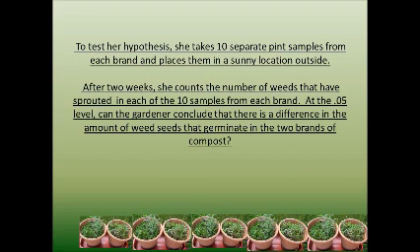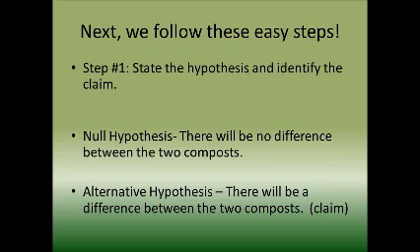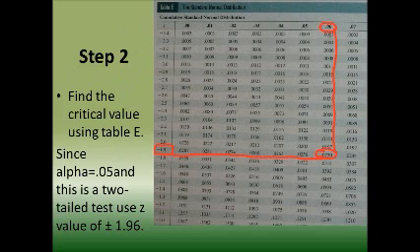The first step is to state the hypothesis and identify the claim. The null hypothesis says there will be no difference between the 2 composts. The alternative hypothesis says that there will be a difference. That's her claim. The second step is to find the critical value using Table E. Since we're using alpha 0.05 and this is a two-tailed test, the z-value will be plus or minus 1.96.